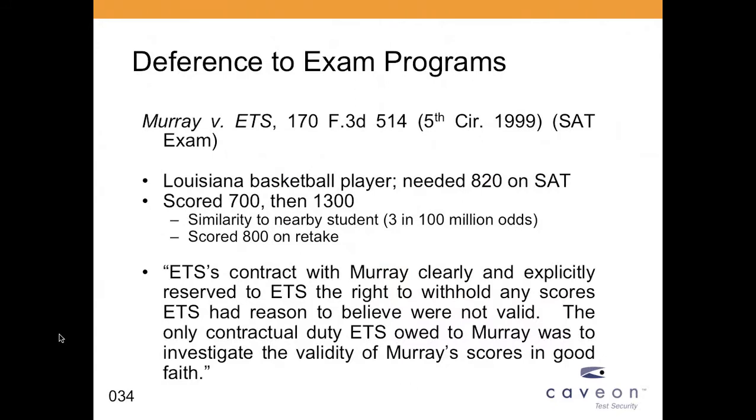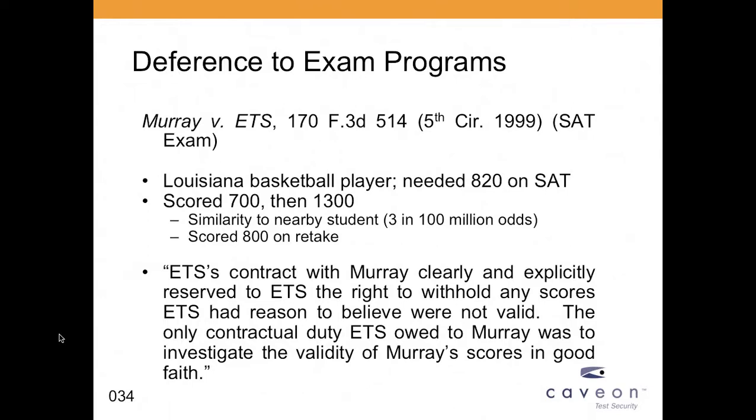My next two slides talk about the Murray case and the Langston case. And the point of these two cases is pretty clear, and it just reinforces what I told you a moment ago, that the court is going to look at the contract language and whether you applied that language in good faith. So here Mr. Murray was an athlete. He scored a 700 on the SAT, and then he took it a second time, and his score shot up to an astounding 1,300.